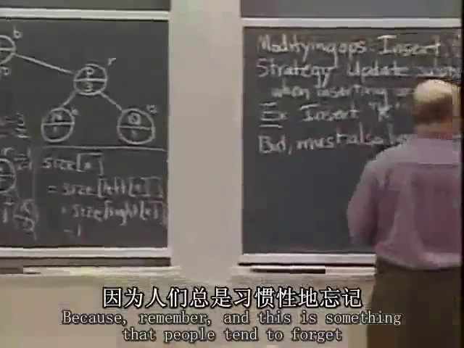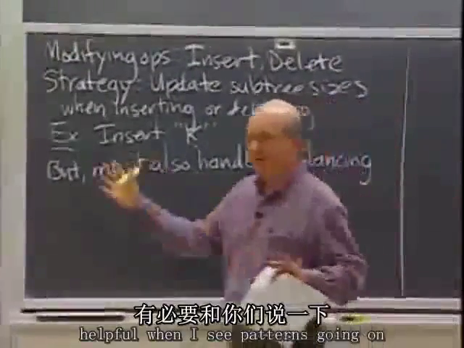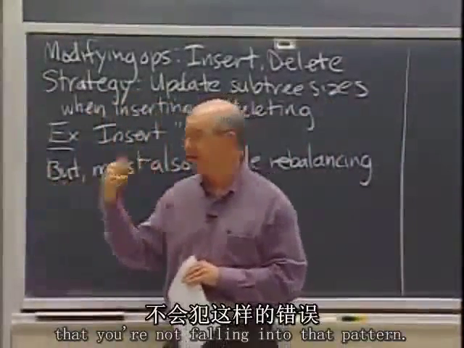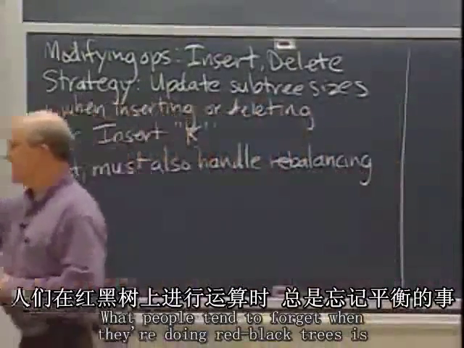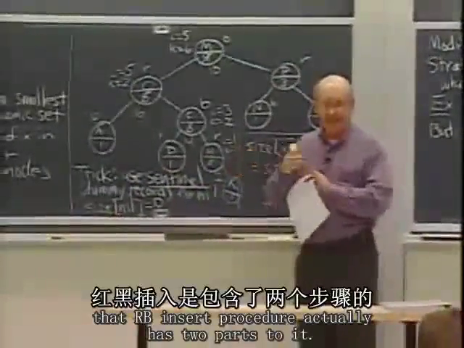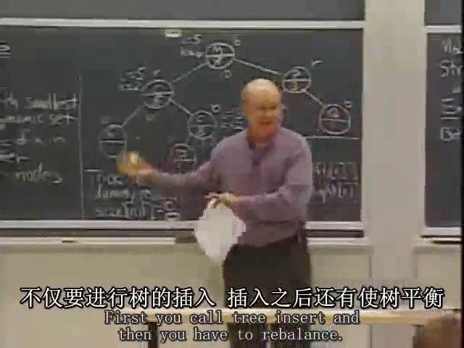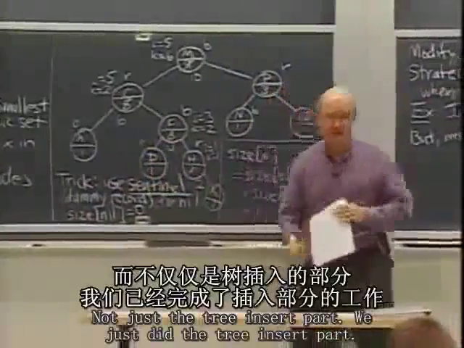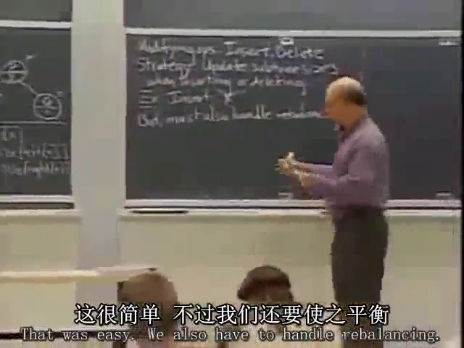because remember, and this is something people tend to forget, it's always helpful when I see patterns going on to tell everybody what the pattern is so that you can be sure you're not falling into that pattern in your own work. What people tend to forget when they're doing red-black trees is they remember the tree insert part of it. But the RB insert procedure actually has 2 parts to it. First you call tree insert, then you have to rebalance. So you got to make sure you do the whole of the red-black insert, not just the tree insert part. We just did the tree insert part. That was easy. We also have to handle rebalancing.